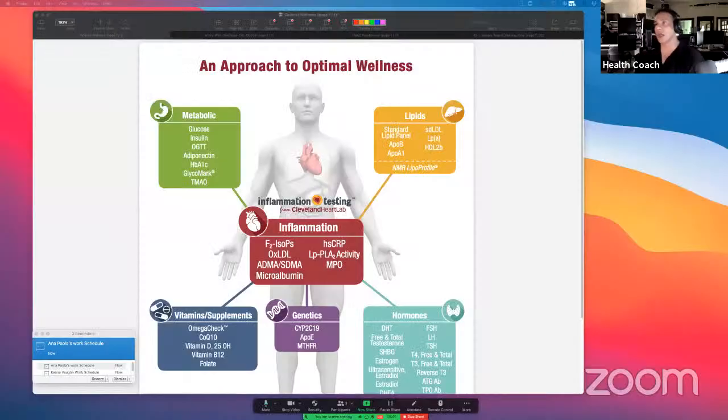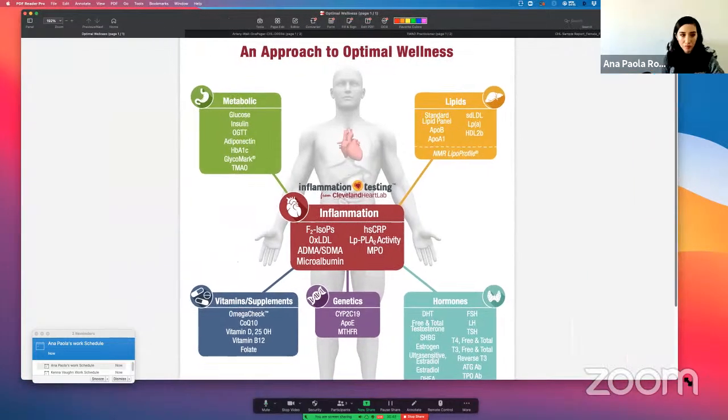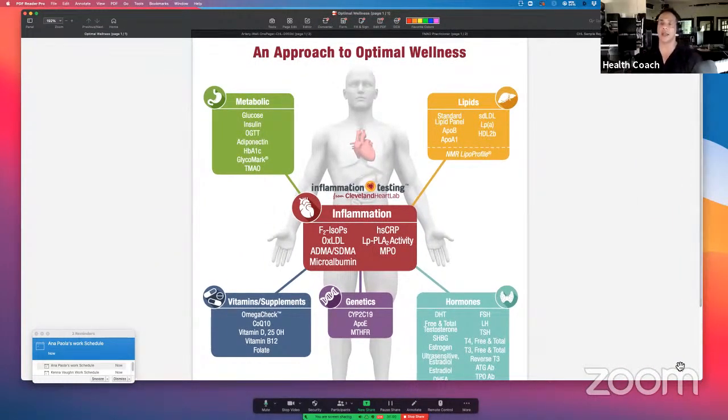So in this particular area, we can see here, and can you guys see that okay? Yes, we can see it. Okay.